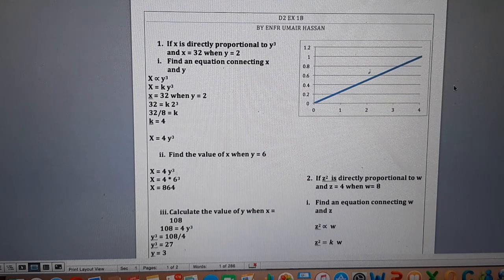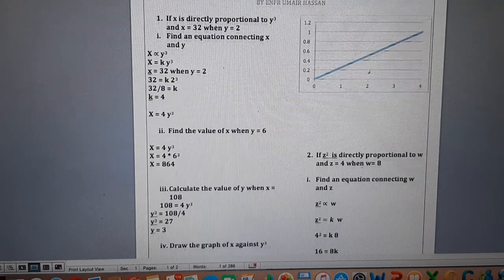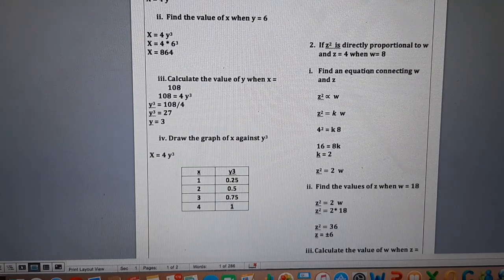Now, this is the graph. On the x-axis you have x, and on the y-axis you have y cube. So, this is a graph that is a straight line. This is your point where x is 1 and y cube is 0.25. Now, at this point x is 2 and y cube is 0.5. So, this is the graph of x against y cube.